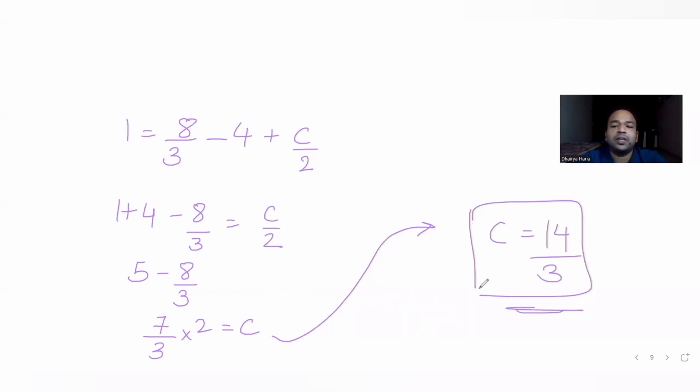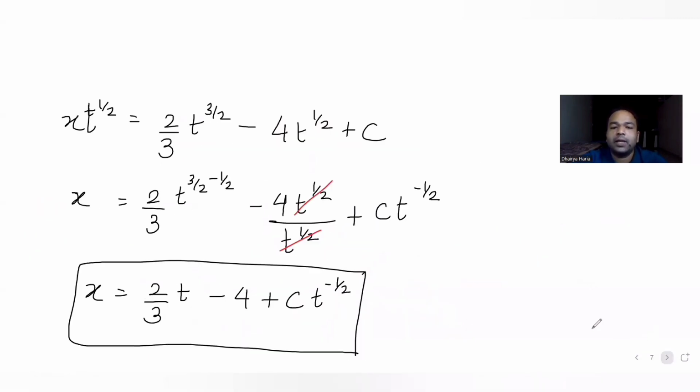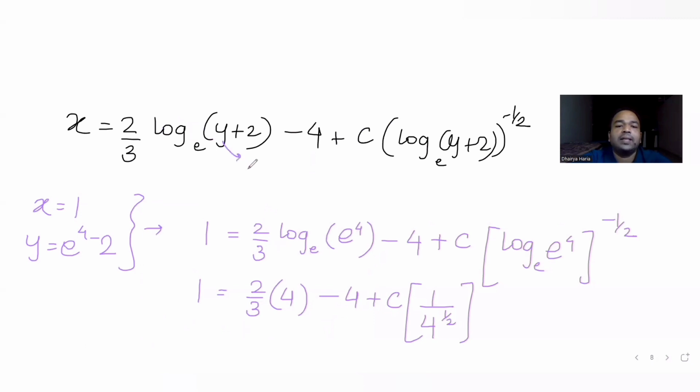Once I get the value of c as 14 by 3, now let's just put that value of c in my solution of the differential equation as 14 by 3, and let's find the value of x when you have y as e raised to 9 minus 2. So that was asked to us. Let's plot that and find that out.